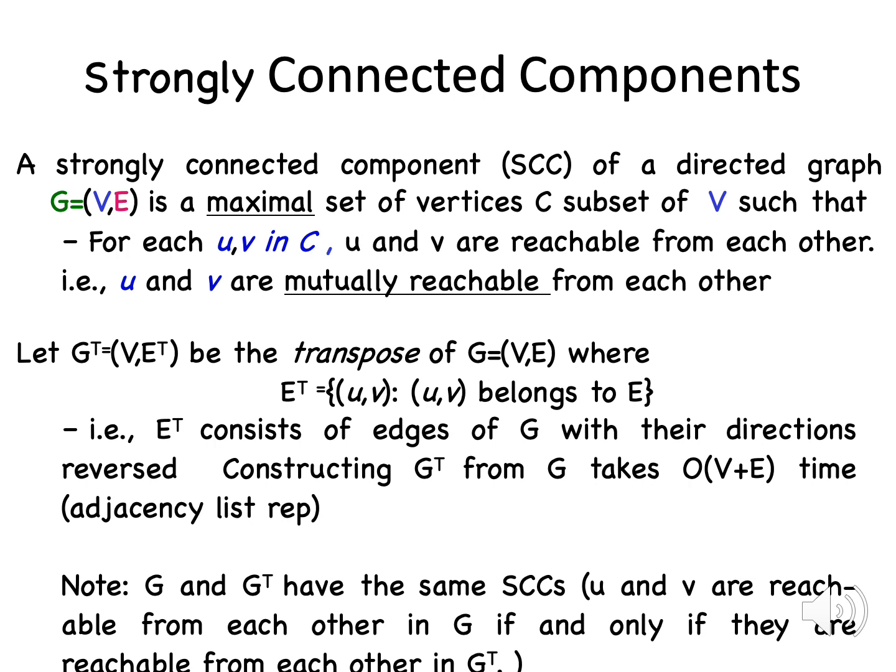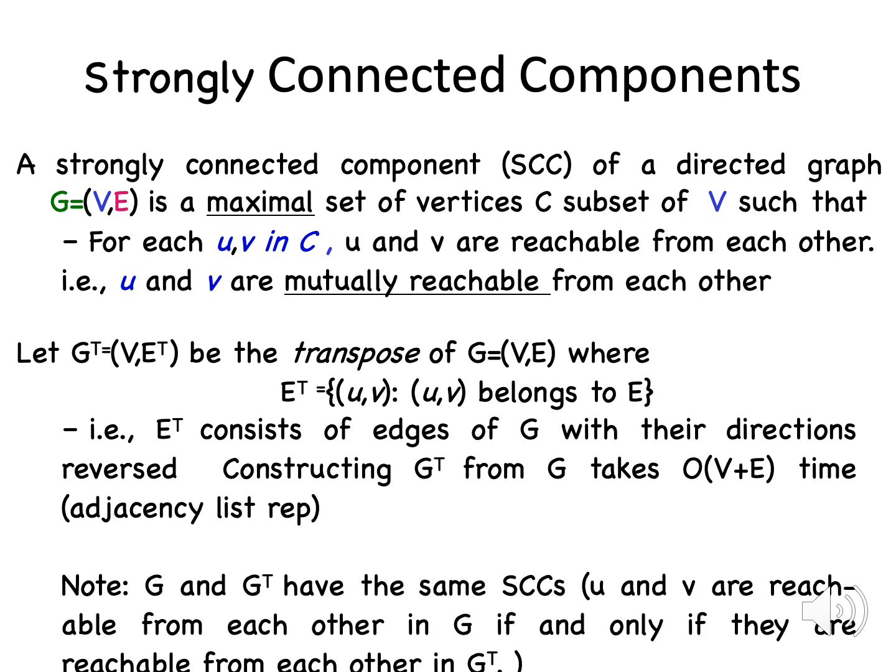Now coming to the topic, a strongly connected component of a directed graph G = (V, E), where as you all know V is a set of vertices and E is a set of edges, is a maximal set of vertices C subset of V such that for each U, V in C, U and V are reachable from each other. U to V or V to U. They are mutually reachable from each other.